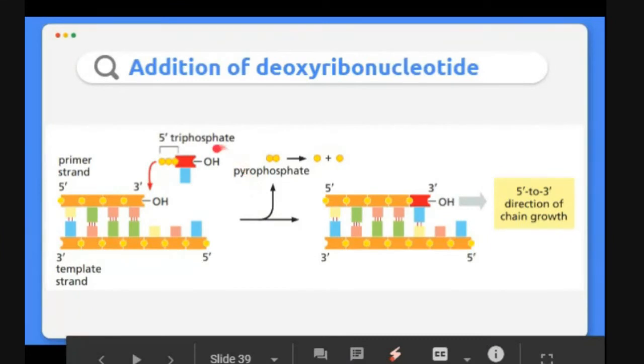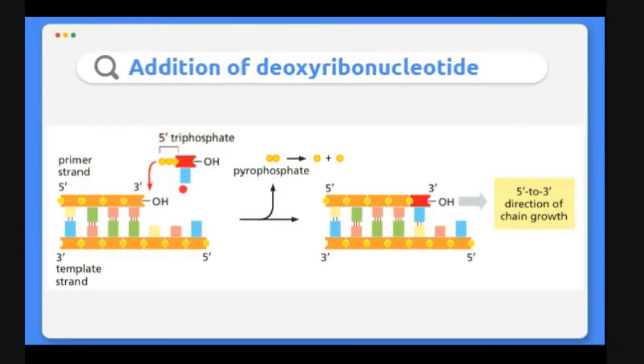Ito ay yung dNTP, deoxyribonucleoside triphosphate. Why? Again, triphosphate: tatlong phosphate groups, isang sugar, isang base. Okay? So, yan yung substrate na ginagamit again ng DNA polymerase mo. So, how is it added?